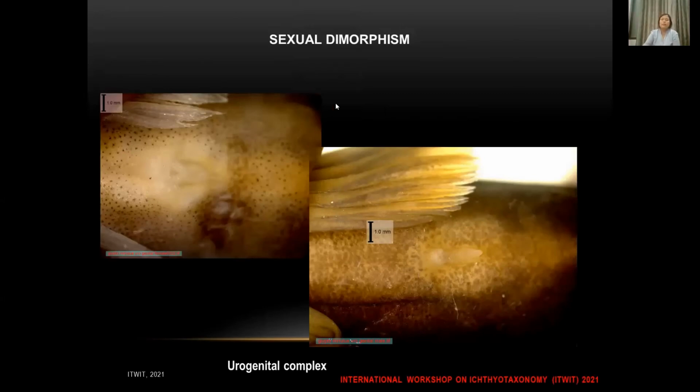Then in catfishes, when we go for sexual dimorphism in Sisorid catfishes, we can look at the urogenital complex. In the female, the first picture, it is mainly a rounded button shape. But in males, we can see that this is conical. So with the urogenital complex, we can look for sexual dimorphism.